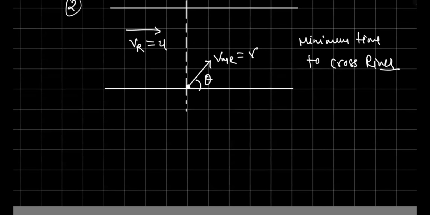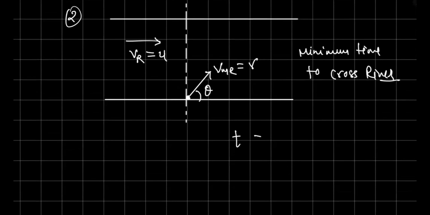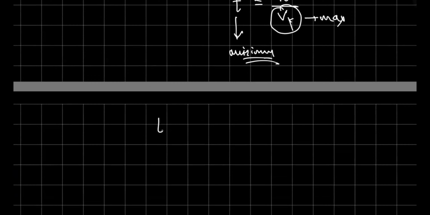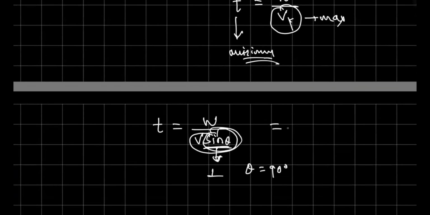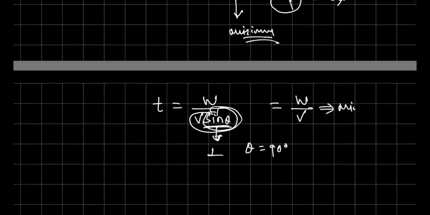You know what is the time that he takes to cross the river? It is going to be w divided by velocity in y direction. If suppose this vy is the maximum, so your time is going to be minimum. We know the time that we have studied, it is equal to w by v sin theta. This is our velocity in y direction. So what is the maximum possible value for sin theta? It is 1. It comes when theta is equal to 90 degrees. In that case, you will get time equals to w by v. So this is your minimum possible time to cross the river.